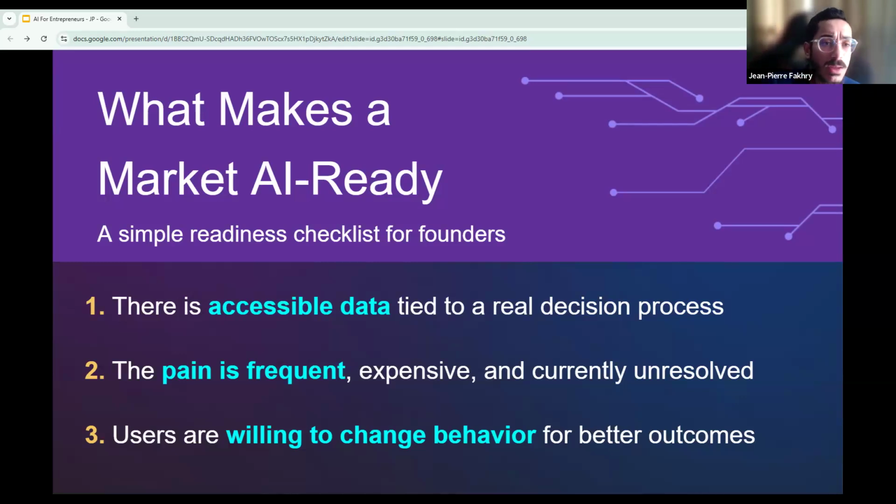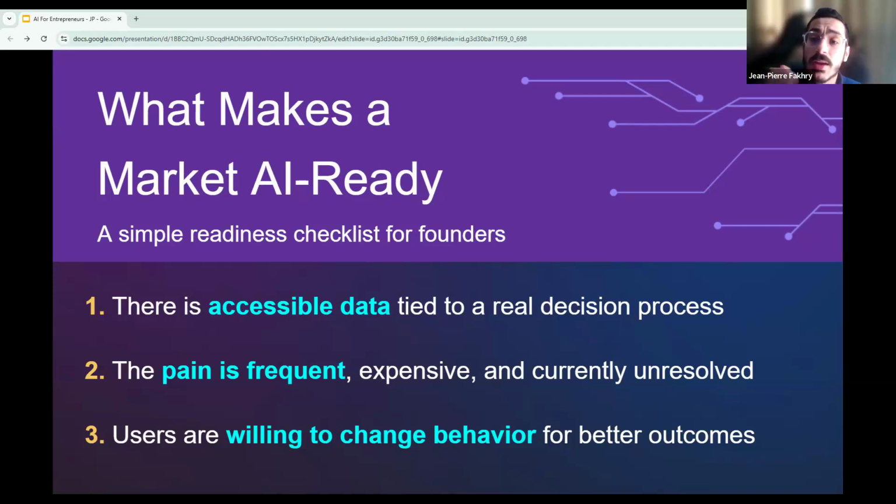Let's take the second example. Is the pain frequent and expensive? So a problem that happens once a year and costs $20 is not a startup, you know. But a problem that happens every single day and costs hours of someone's time is a very important and real opportunity.